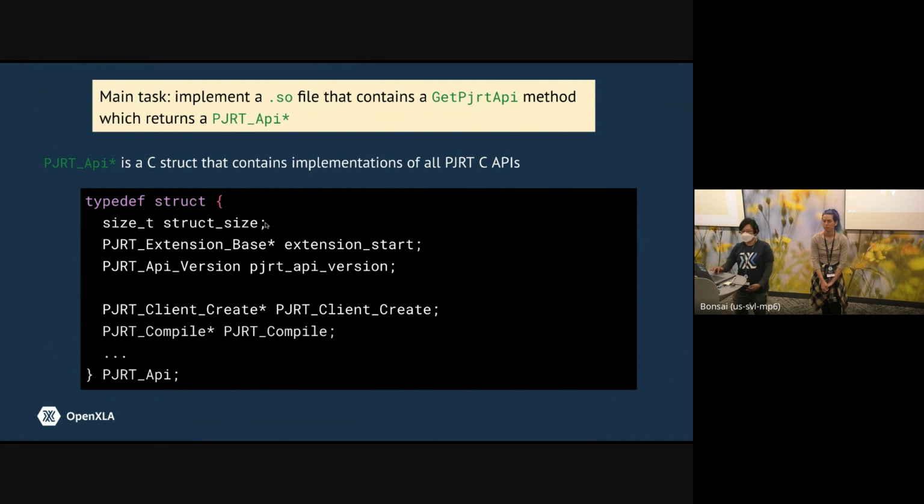The first field is for compatibility, struct size, and then we have an entry point to extension. And then we have the version, which contains a major and minor version. And then the remaining will be all pointers to the implementation of your C APIs.